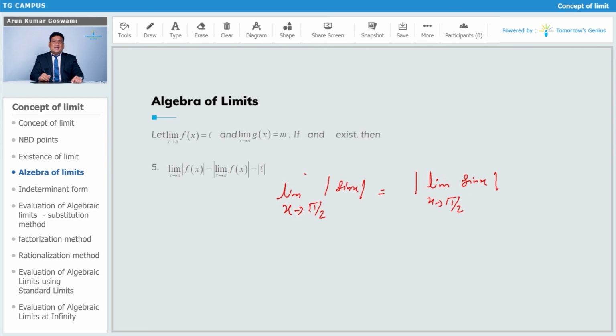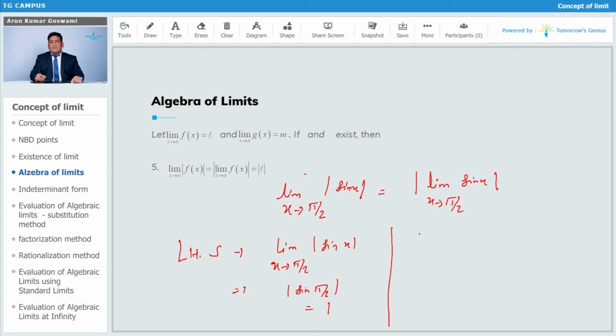As you can see, if I apply the limit here as x tends to pi by 2, first I'll apply the left hand side only. So first I'm doing the left hand side. We have limit x tends to pi by 2 of mod sin of x. We can write this as mod sin of pi by 2. Sin pi by 2 is nothing but 1, so the answer is 1.